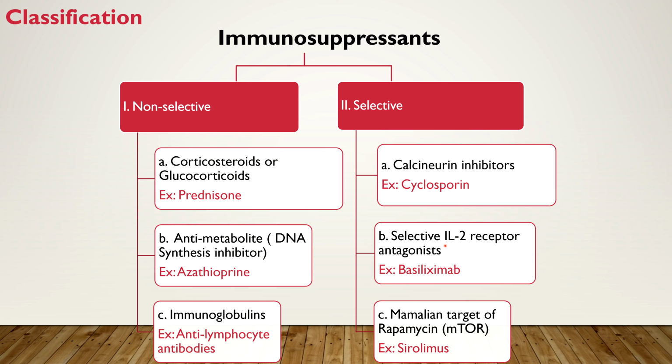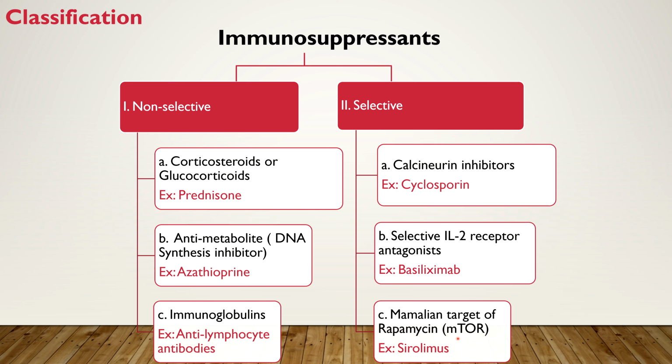The second class is selective interleukin 2 receptor antagonists. The interleukin 2 receptor is a receptor usually involved in the activation of T lymphocytes through signaling pathways. So if we use an antagonist for the interleukin 2 receptors, we can suppress the interleukin 2 receptor and also suppress the T lymphocytes. That is why we use the selective interleukin 2 receptor antagonists. Example, basiliximab.